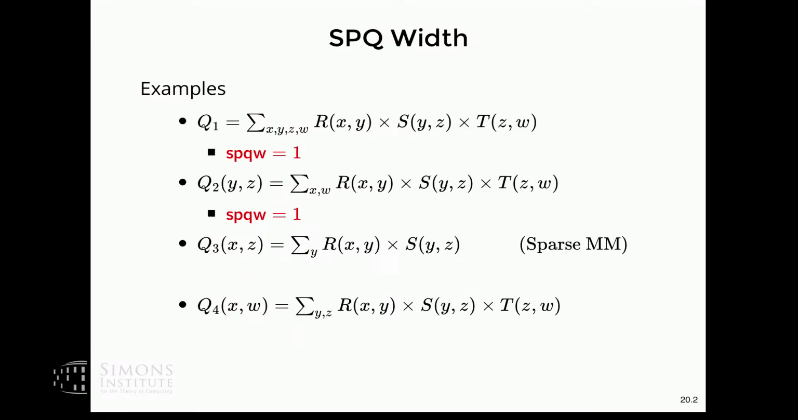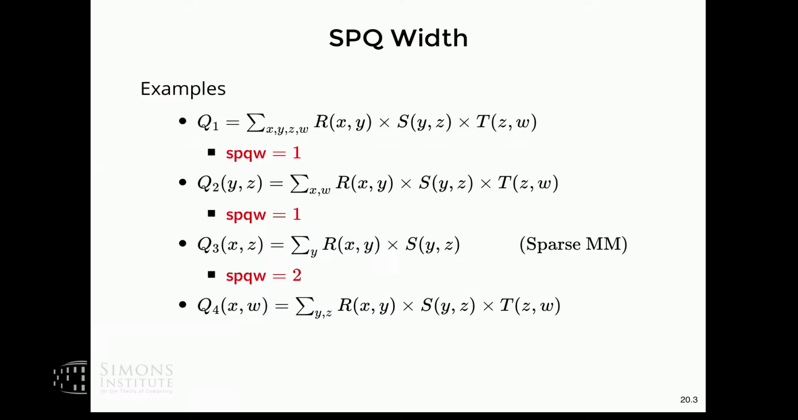But now here is a more interesting case. Let's take a two-path query, X, Y, Y, Z, but we are summing away Y. This is not really free-connex, and here we have to pay a price of 2. In particular, here we run in time n squared, in the sparsity of R and S. This is basically sparse matrix multiplication.